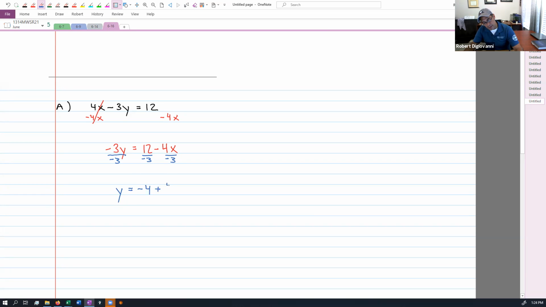A negative divided by a negative is positive. And then I'm going to write it this way: 4/3 in front of the x. So I just put the 4 and 3 as a fraction and placed it in front of the x. And then I'm going to rearrange things so that it looks like a number in front, and then this right here will be the b. Are there any questions on me solving this?